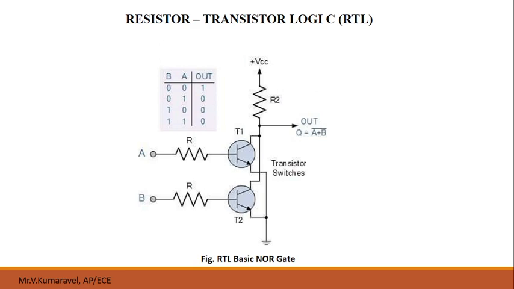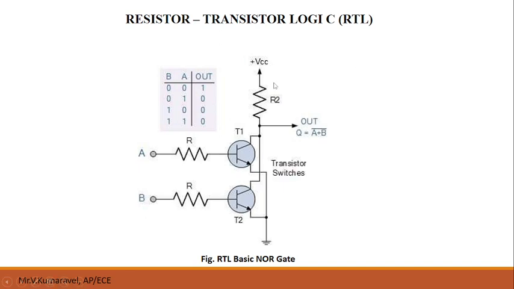So this is the circuit to implement RTL, resistor transistor logic, because it is a combination of resistor as well as transistor. So it is called resistor transistor logic, right? This RTL is used to implement the NOR operation. Why NOR operation? Because we know that the NOR gate is a universal gate. Using the NOR gate, we can design other gates.